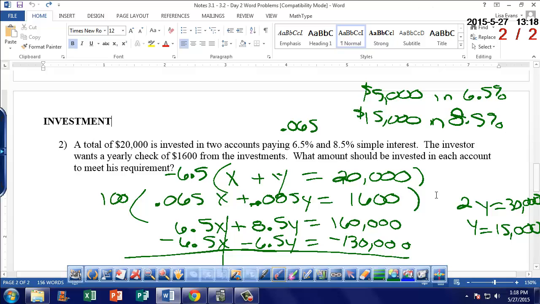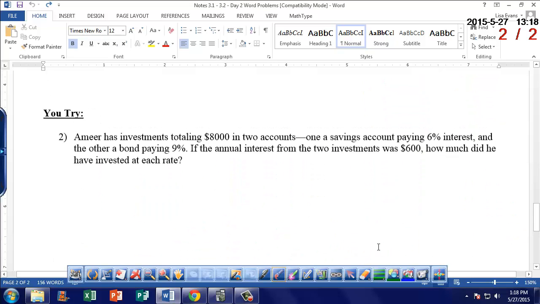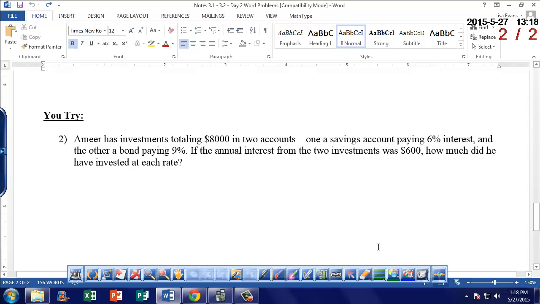But go ahead, let's take a look at the you try. It's very, very similar. Try this next you try on your own. It says Amir has investments totaling $8,000 in 2 accounts. One savings account paying 6% interest and the other bond paying 9% interest. If the annual interest from the 2 investments was $600, how much did he have invested at each rate? So go ahead, try this example.